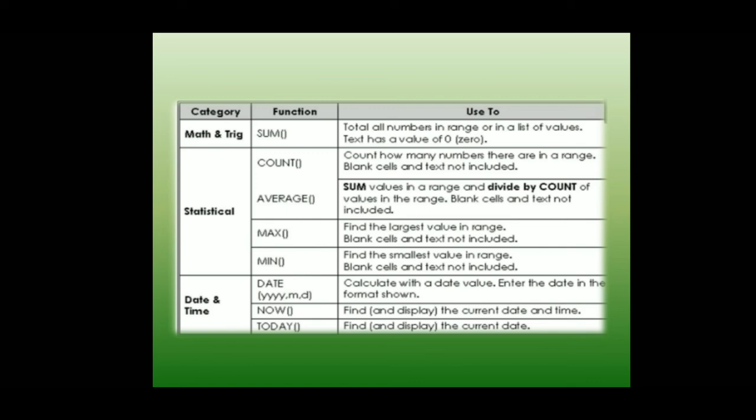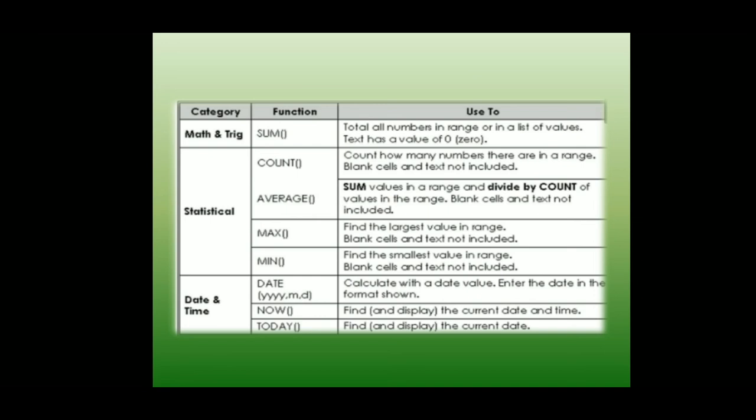Sum totals all numbers in a range or in a list of values. Text has a value of 0. If you want to add two texts, that will give you the answer 0 because text cannot be added. You can combine two texts with the help of the ampersand operator, which I showed you in the previous slide. So the sum function will add up all the values given inside the bracket. In the previous example I showed you that values can be A1 colon A5, that is from A1 to A5 we want to add the values. Or we can also write it like this: A1 comma A2 comma A3 comma A4 and so on.